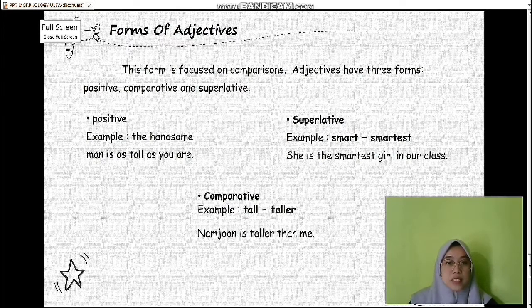Second, comparative. Example, tall and taller. Namjoon is taller than me. Comparatives are used to show the difference between 2 objects. And the last is superlative. Superlatives are used to show the difference between more than 2 objects. Example, smart, smartest. She is the smartest girl in our class.